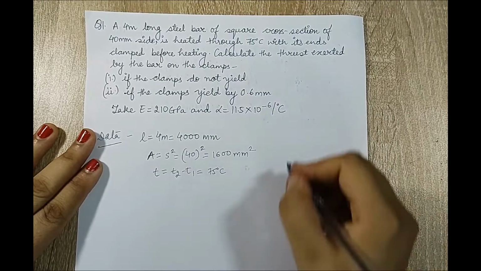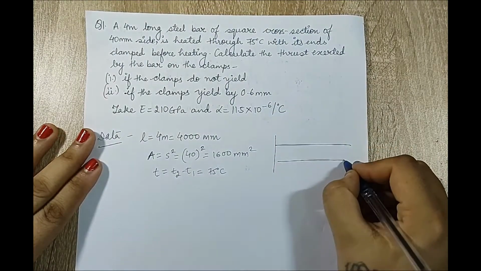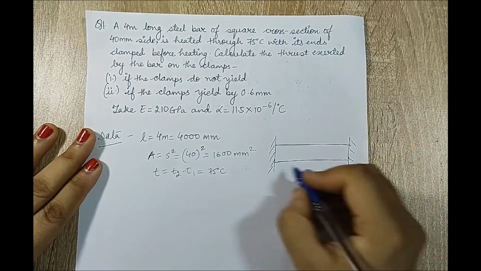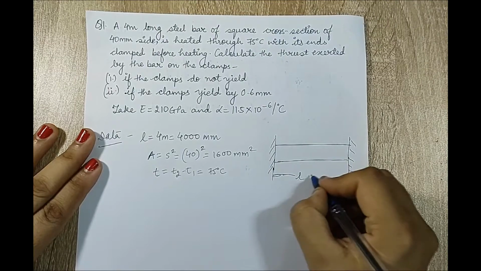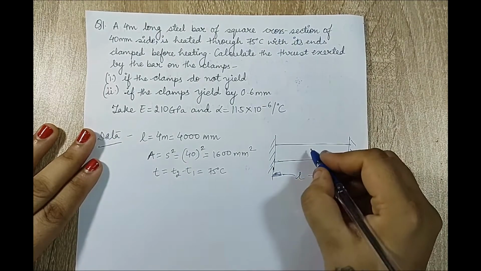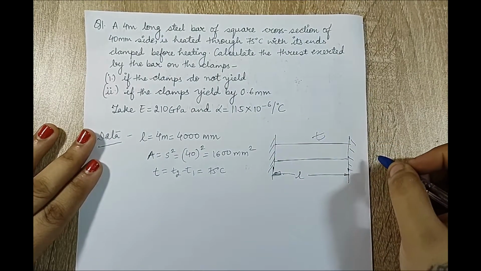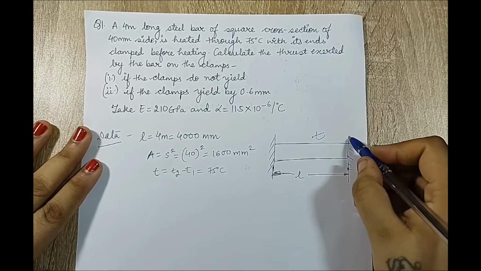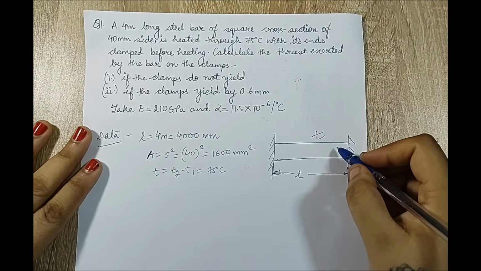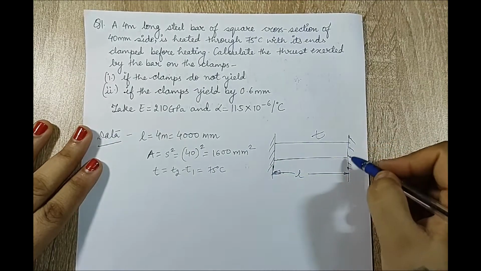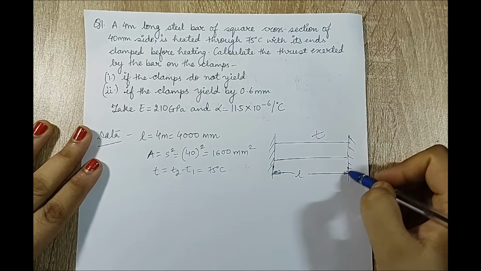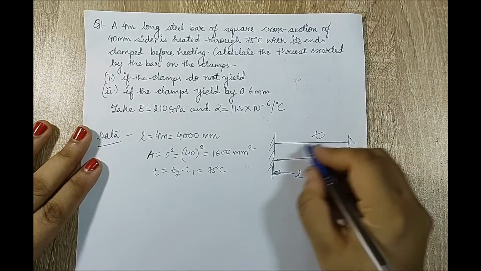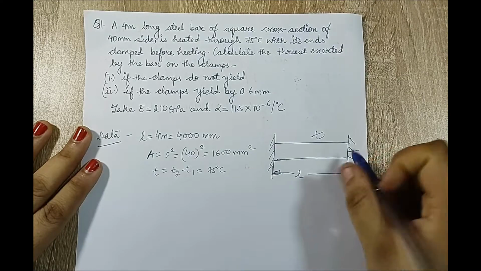clamped before heating. So if I have a rod like this, the ends are clamped and then it is heated, whose length is L. Now since it is heated to a temperature difference of T, obviously there will be some increase which is bound to happen, but it will not happen because of the temperature rise. The material will try to expand, but because of this constraint it will not be able to expand in length, and hence there will be a load, so there will be stresses generated in the material.